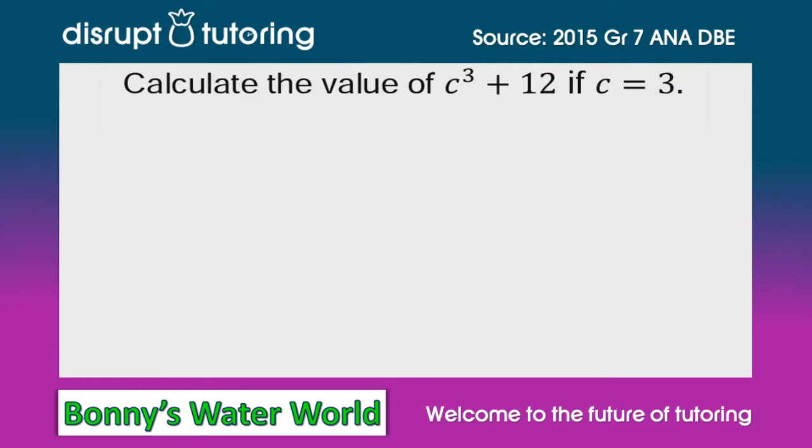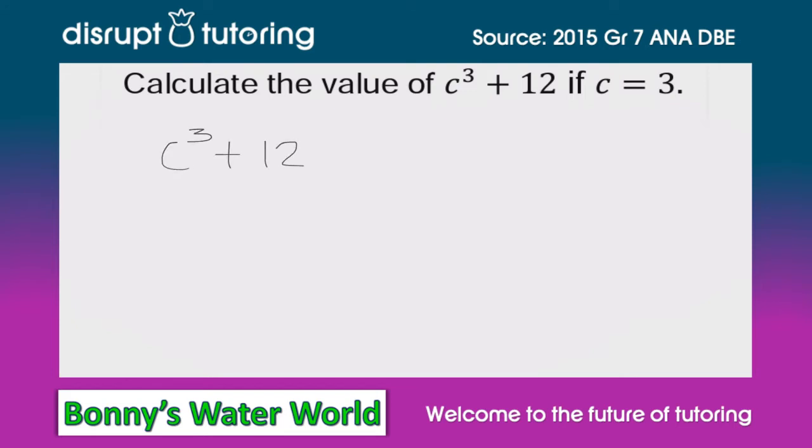So let's look at the question together. We've got c cubed plus 12, and they want us to calculate the value for it if c is equal to 3. So remember, c could be any value in the world, but the examiner has been very specific in telling us that c is equal to 3. So the way to approach this is always first write out the question.